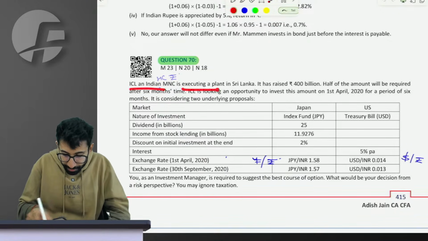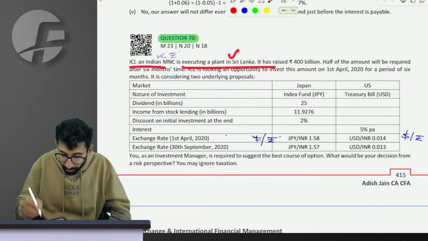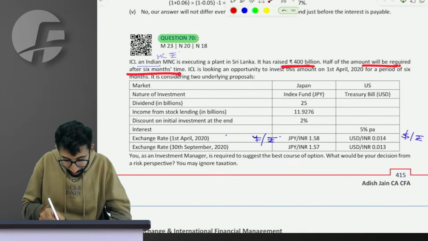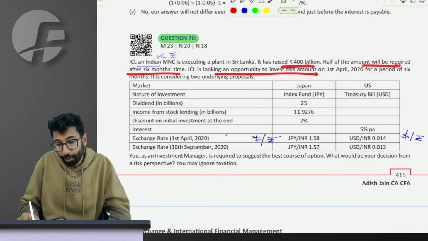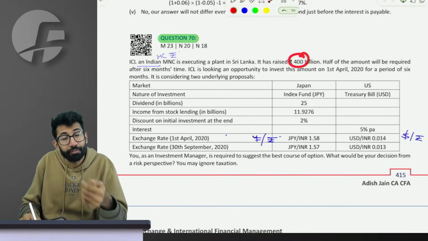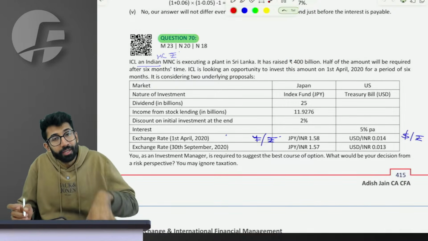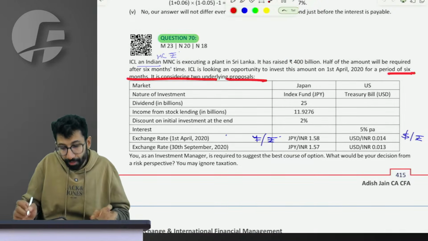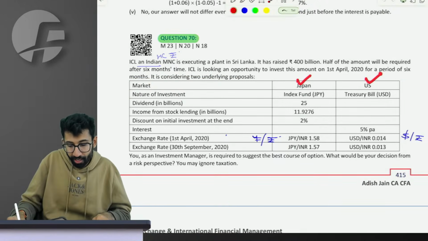ICAI, an Indian MNC, is executing a plant in Sri Lanka. It has raised rupee 400 billion. Half of the amount will be required after 6 months. It is looking for an opportunity to invest this amount. So on 1st April, half of 400 billion, which is 200 billion, is extra with me. I am looking to invest for a period of 6 months, considering two options: one is Japan, another is the US.